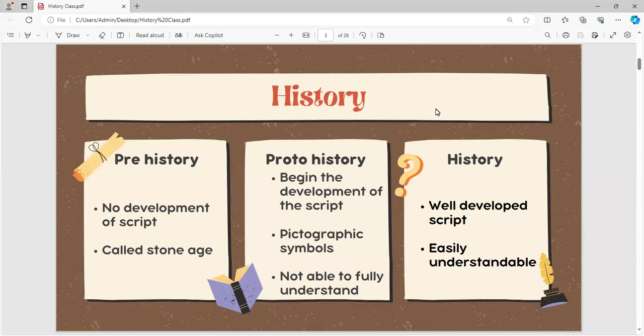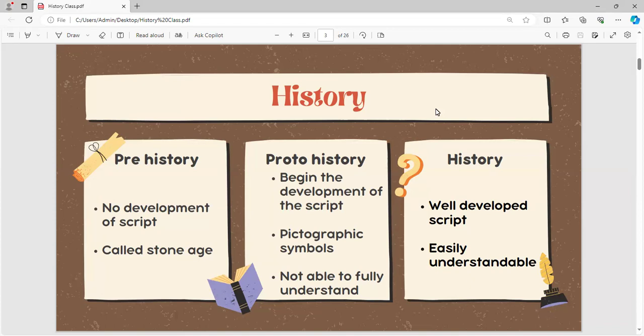In the Stone Age, actually, we have to divide history into three parts. First one is prehistory, second one is proto-history, and the final one is history. In prehistory, there is no development of script. There is no written evidence because there is no development of language and script. This age is also called the Stone Age. We will study this age only in this topic.